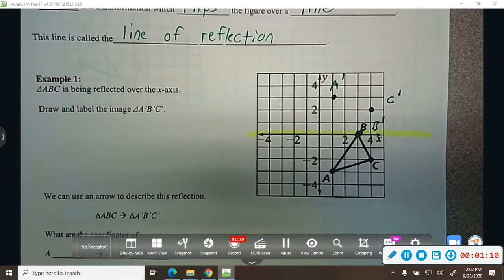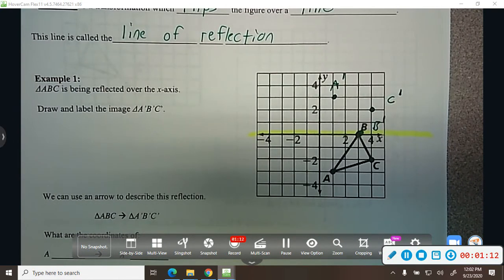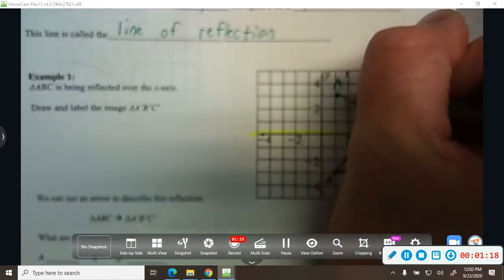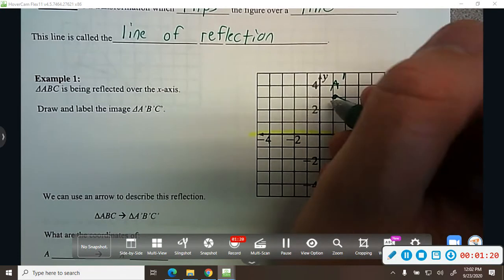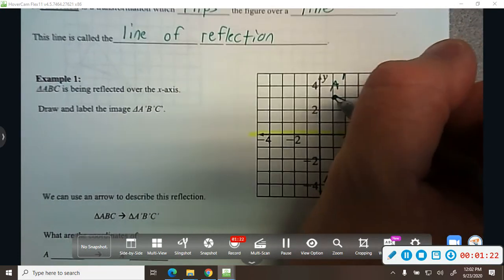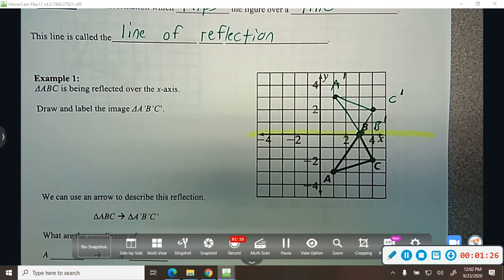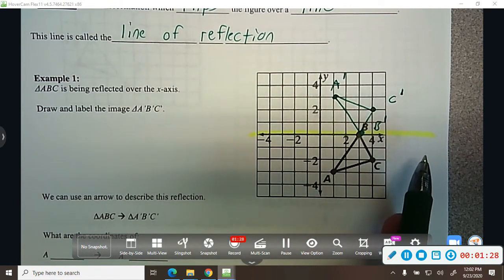And then connect the dots. Try to draw straight lines. If you have a ruler, it's best if you use a ruler. And so I just reflected it over the x-axis.